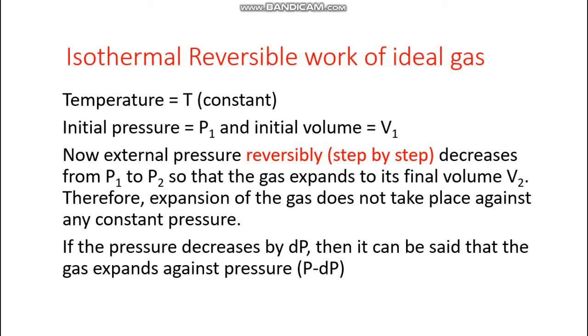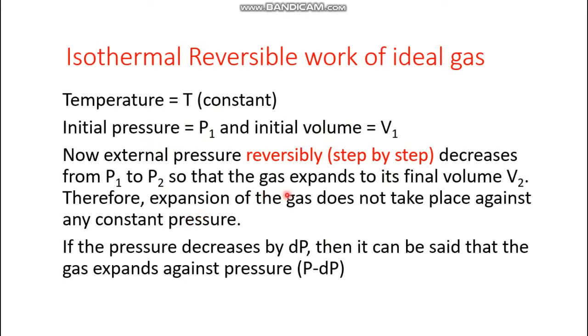And the pressure is also not constant, it is variable, it is changing from P1 to P2. So in this case you cannot take this pressure term out of the integration sign, because this time this pressure is not constant, this pressure is a variable. So let's proceed at temperature T, which is a constant temperature, and the initial pressure is as usual P1 and initial volume is V1.